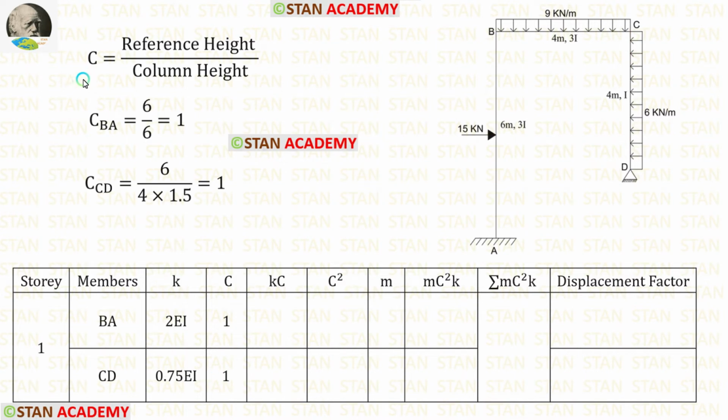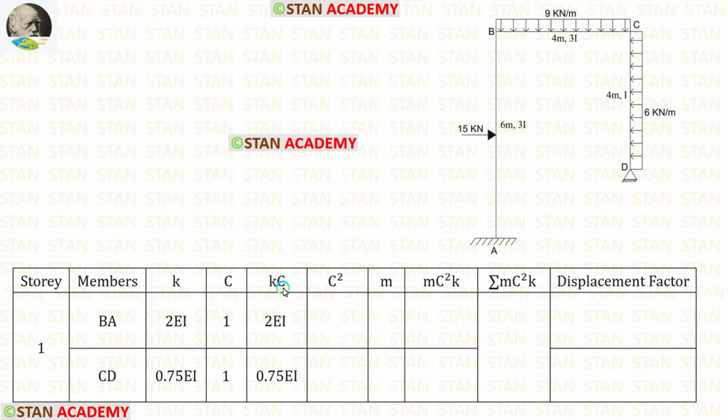Now let us find the column reduction factor C. The formula is reference height upon column height. We have selected the column BA as the reference column. So the reference height is 6. Now let us apply the column heights. Height of the column BA is 6 and the height of the column CD is 4. At the end of the column CD, we have hinged support. If the end of the column is having hinged support, we have to multiply the column height with 1.5. So here I have multiplied the column height with 1.5. After calculations for CBA and CCD, we are getting 1.